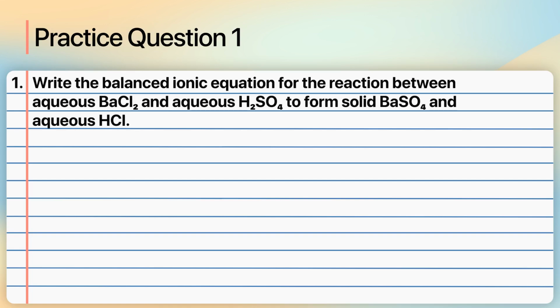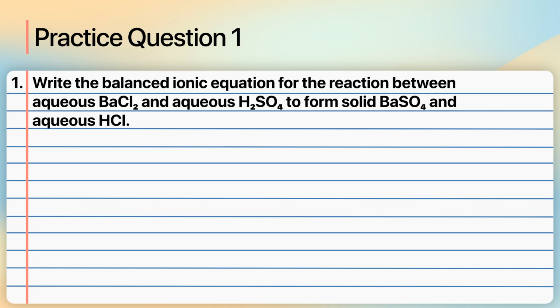Let's dive into some GCSE level questions to apply our understanding of writing balanced ionic equations. Write the balanced ionic equation for the reaction between aqueous barium chloride and aqueous sulfuric acid to form solid barium sulfate and aqueous hydrochloric acid. Pause this video to work it out before we go through the answer.